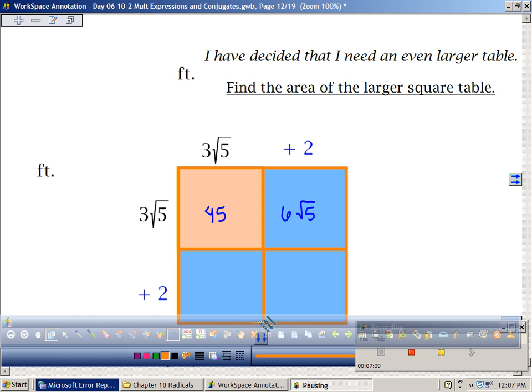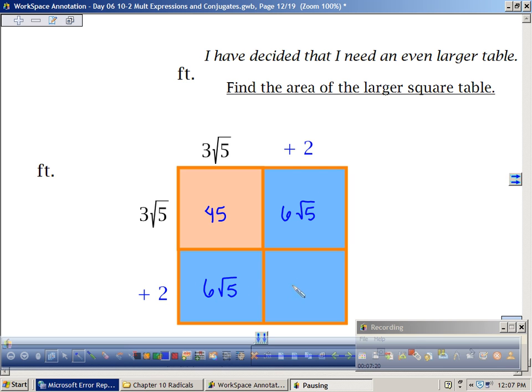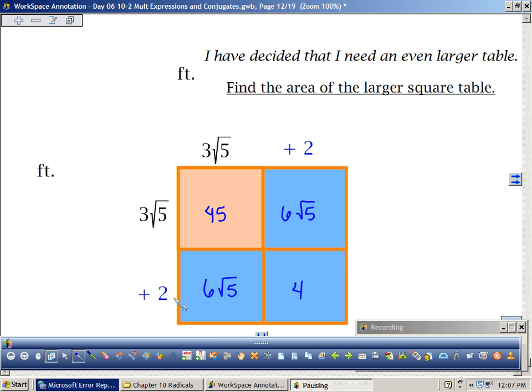What have we done in the past like this? Multiplying binomials. So what's 2 times 3 root 5? 6 root 5. And what's 2 times 2? Finally, we just have, what do we do when we're multiplying binomials like this? What's our last step? Combine like terms.